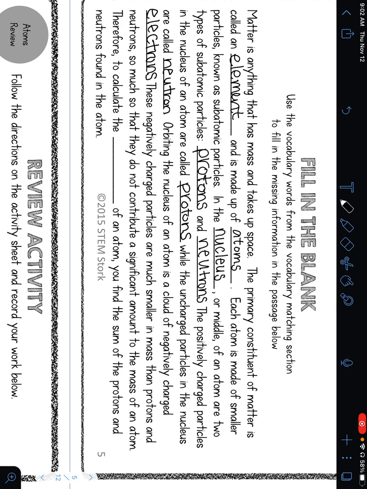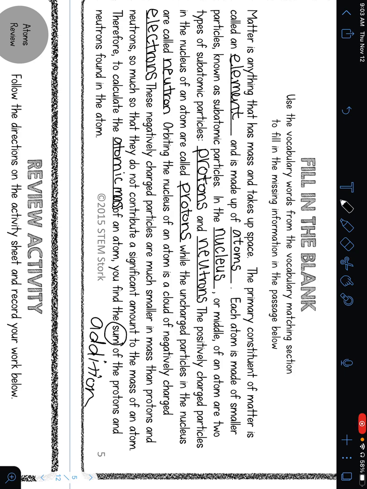Therefore, to calculate the atomic mass of an atom, you find the sum of protons and neutrons found in the atom. Remember the atomic mass, the sum is addition, remember?